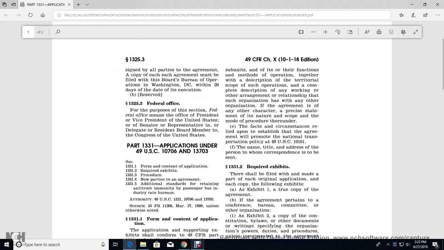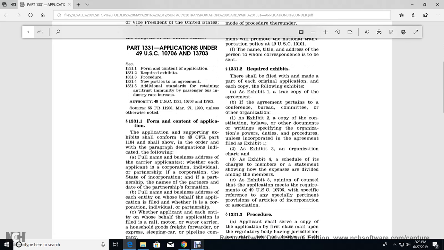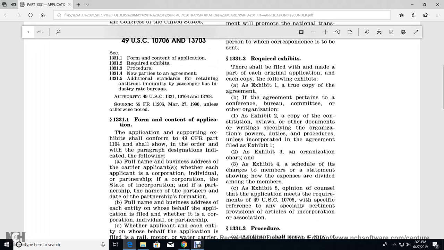Part 1331, applications under Title 49 United States Code 1076 to 1373. 1331-1 form of content application, 1331-2 required exhibits, 1331-3 procedures, 1331-4 new parties to an agreement, 1331-5 additional standards pertaining to antitrust immunity by passenger bus industry rate bureaus. All right, let's move in just a little bit closer.